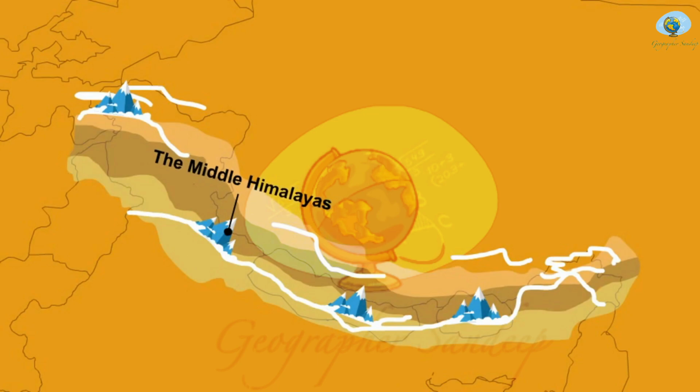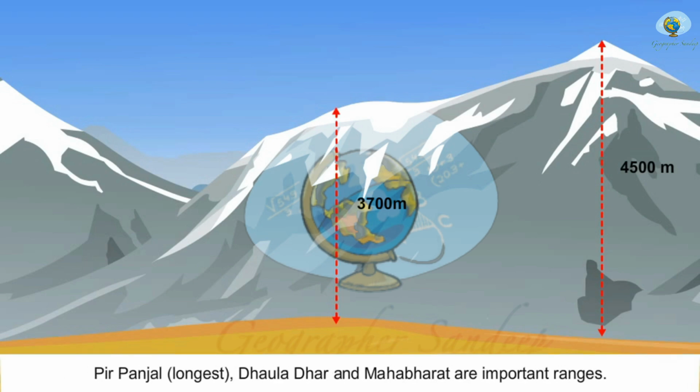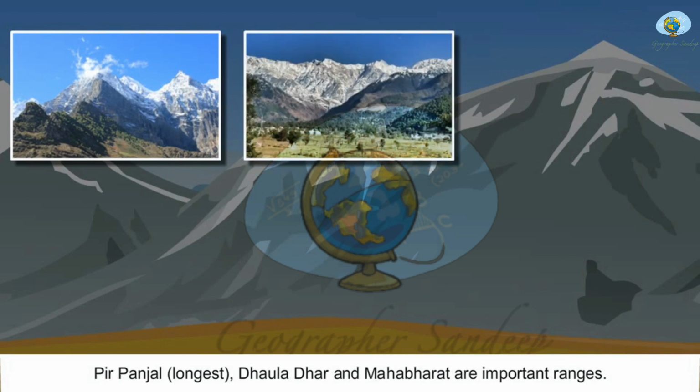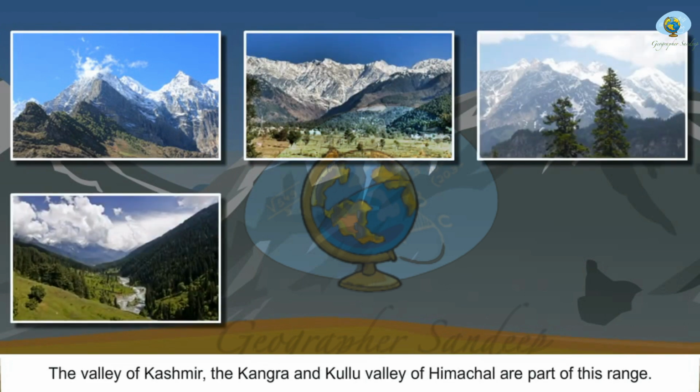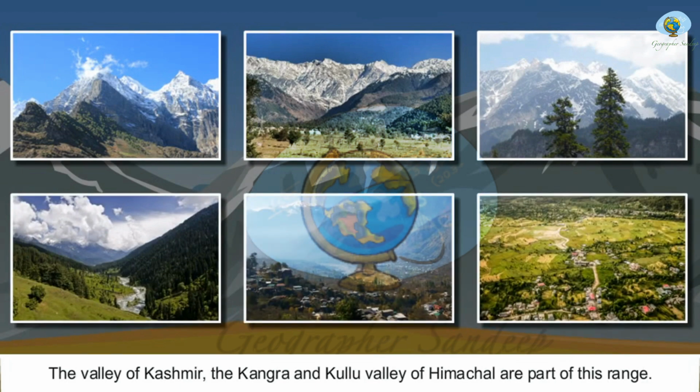The Middle Himalayas or Himachal is located to the south of the Greater Himalayas. The altitude here varies from 3,700 meters to 4,500 meters. The average width is 50 kilometers. Pir Panjal, longest, Dhauladhar and Mahabharat are important ranges. The valley of Kashmir, the Kangra and Kulu valley of Himachal are part of this range.